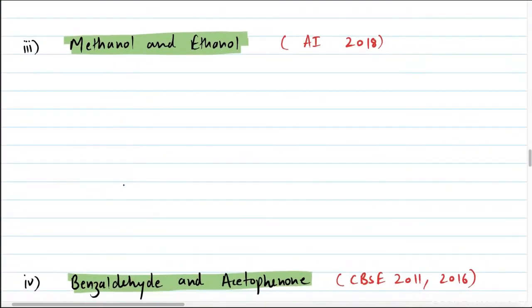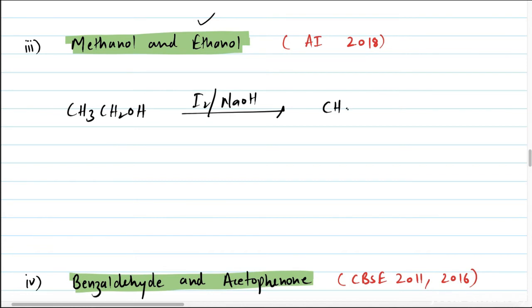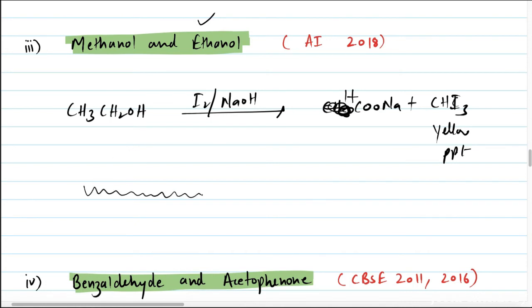Okay, methanol, ethanol, this is also an exception case. Ethanol confirms your iodoform, as we have studied earlier. This is your ethanol, this is your iodoform, very easy, and it is confirmed like CH3COONa plus CHI3, one single carbon. Okay, no problem. HCOONa and CHI3, this is your iodoform. So this confirms your test. No balancing is required. This is your yellow ppt, and what you have to write down is that methanol does not confirm this test.